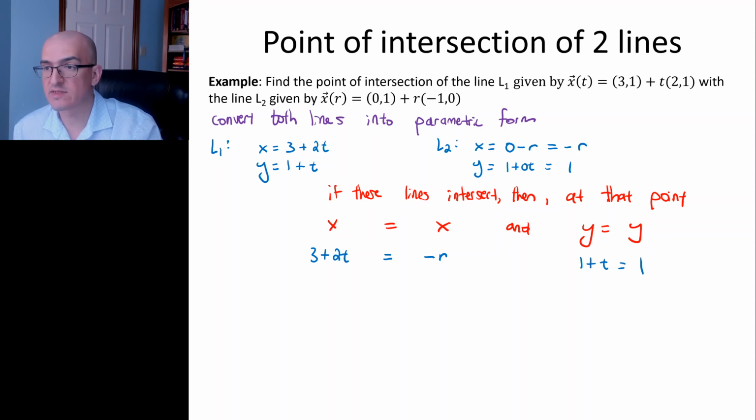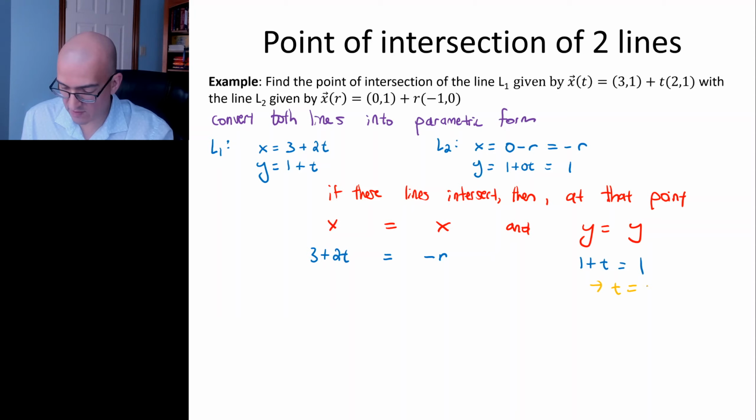So what does that tell us that t is? This says that t is equal to 0. 1 plus 0 is equal to 1, or subtract 1 from both sides. We could go back and find r, but we don't need to. We're actually done. We can find the point of intersection.